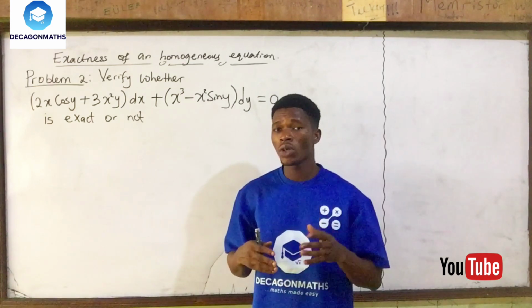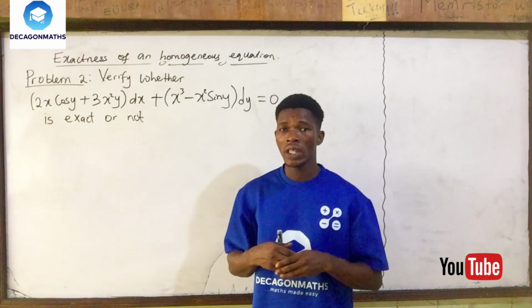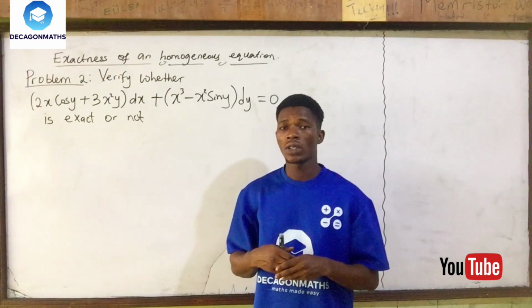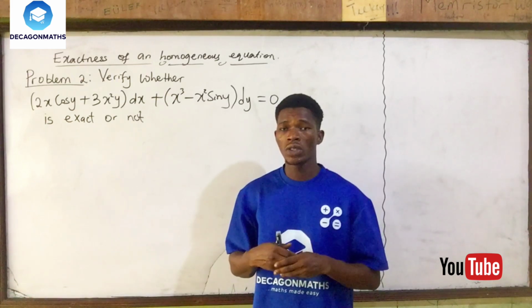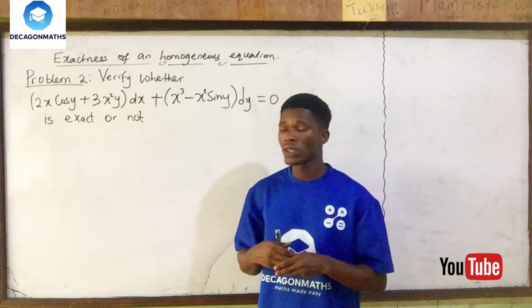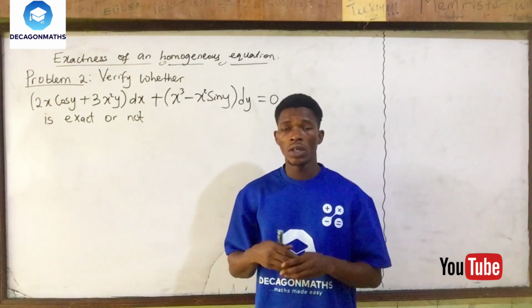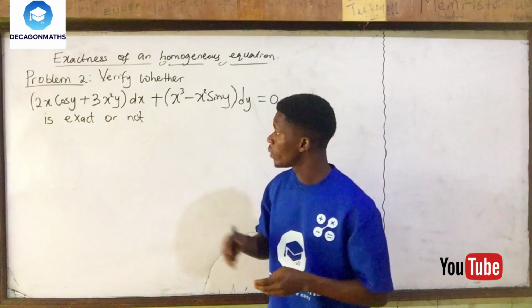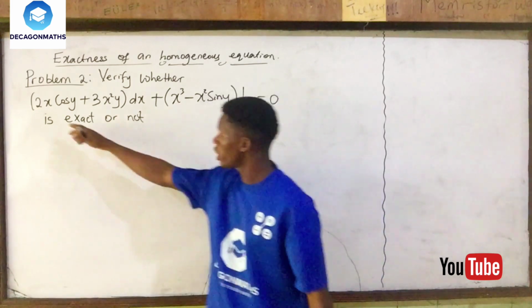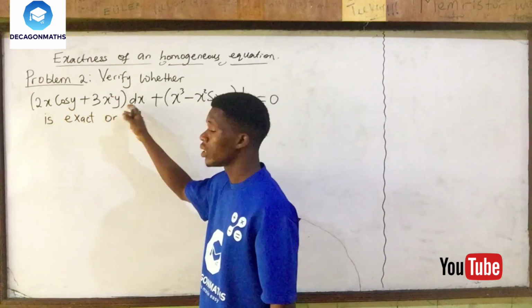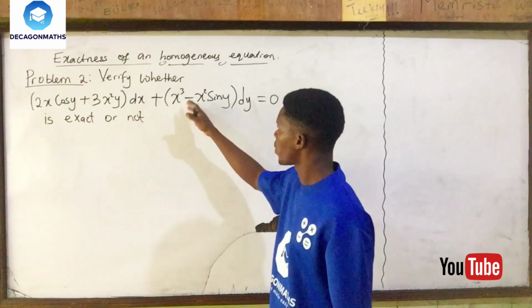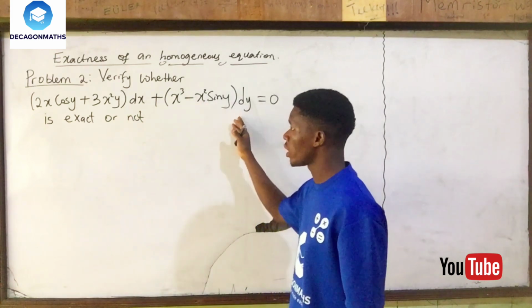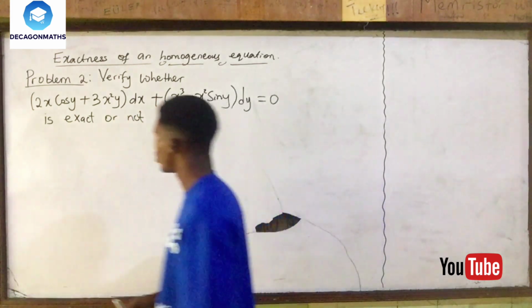In the previous video, I also solved a problem. That was our first problem on exactness of a homogeneous equation. Now in this video, I will be solving another problem on determining the exactness of a homogeneous equation. So for this problem too, we have to verify whether (2x cos y + 3x²y) dx + (x³ − x² sin y) dy = 0 is exact. Now the solution.